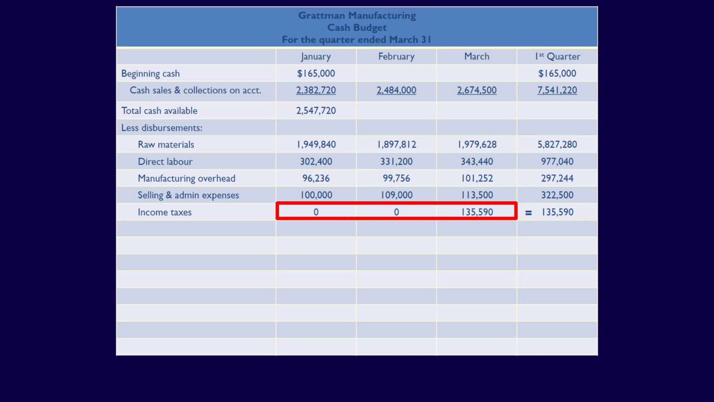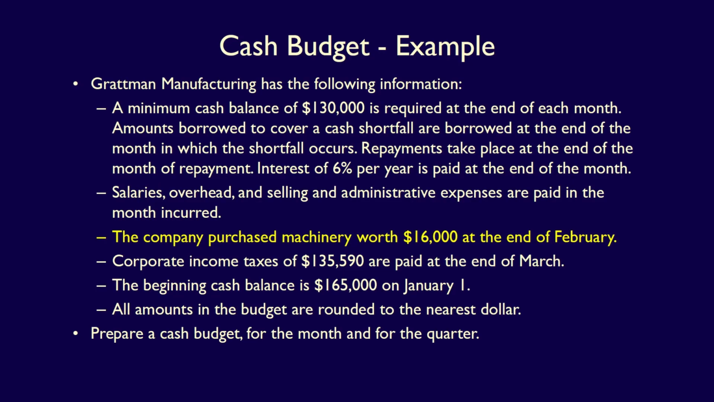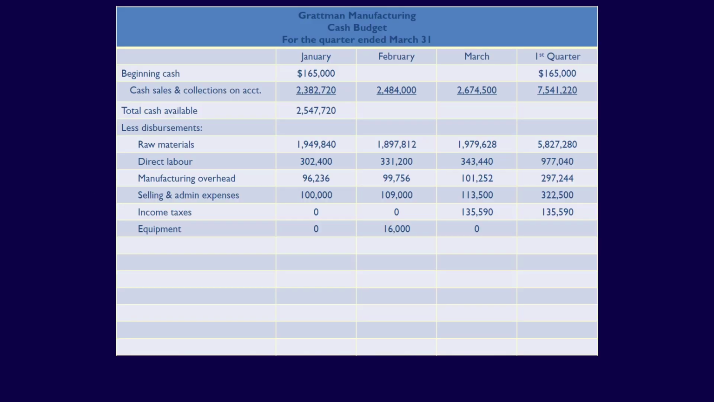Moving on, do we have any additional cash disbursements? And we do. A disbursement for equipment purchases. From the question, we know that the company purchased machinery worth $16,000 at the end of February, so we can add that into our equipment row. February, $16,000, but January and March, $0. The total equipment purchases for the quarter are 0 plus 16,000 plus 0, which is equal to 16,000.